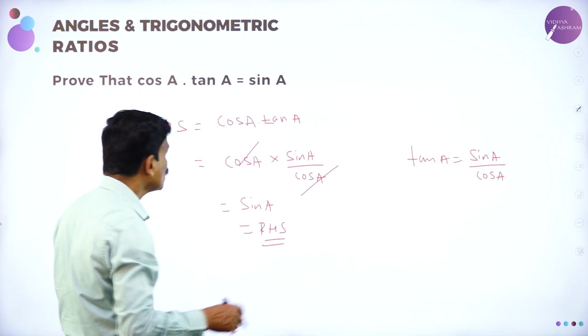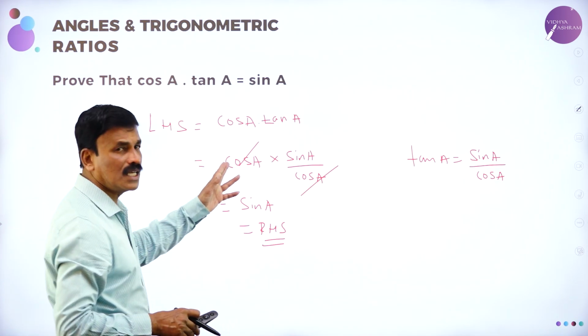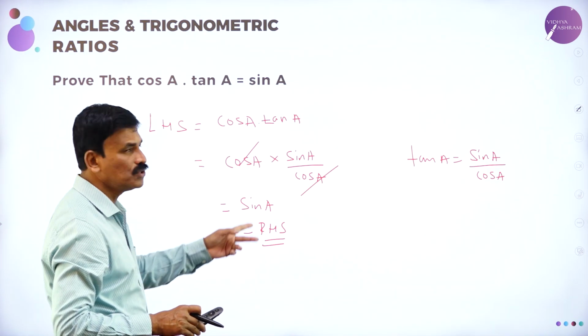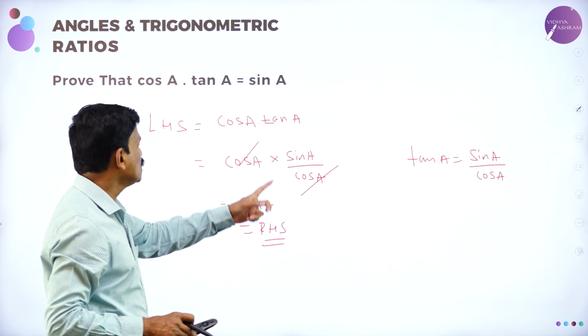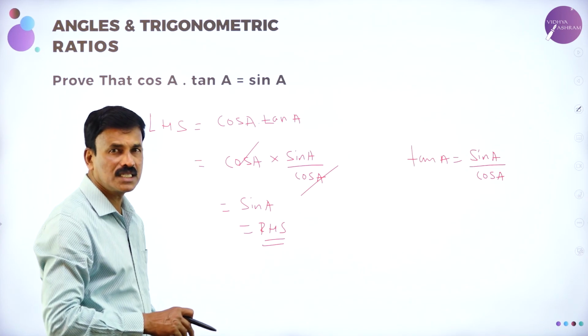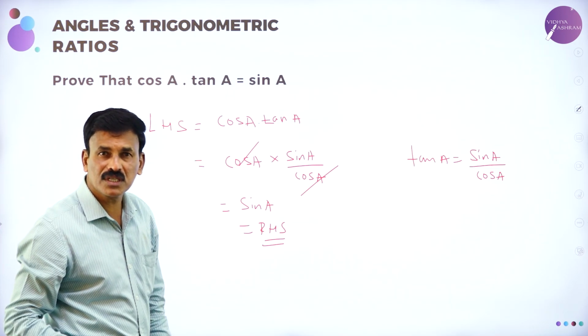That's it. Very simple for 1 mark. This is a 1 mark question. So let us take LHS. LHS is cos A into tan A. Cos A as it is. Tan A can be written as sin by cos. Cos and cos get cancelled. Sin A into 1 is sin A, which is the required answer. Now let us move on to the next problem.